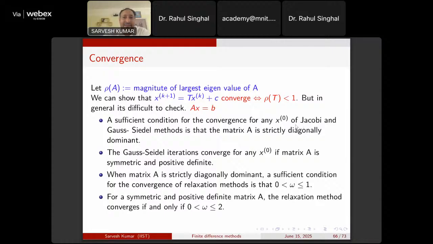So a sufficient condition for convergence for the Jacobi and Gauss-Seidel methods is that matrix A should be SDD. If you have a tridiagonal structure, I can immediately check whether my matrix A is SDD or not, right? If it is SDD, then it will converge for any initial guess. Similarly, Gauss-Seidel iteration converges for any initial guess if A is symmetric positive definite. When matrix A is SDD, a sufficient condition for the relaxation is that w should be between 0 and 1. If the matrix is symmetric positive definite, then it will converge.